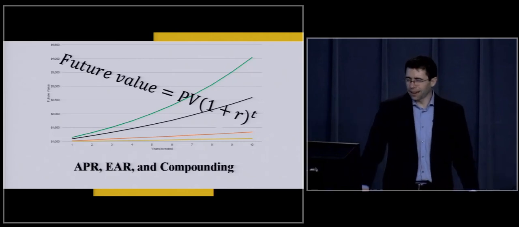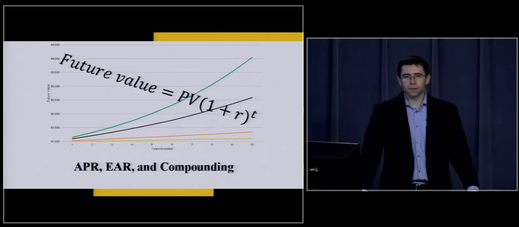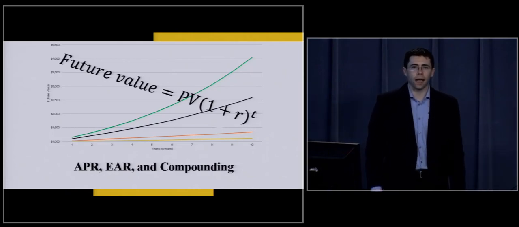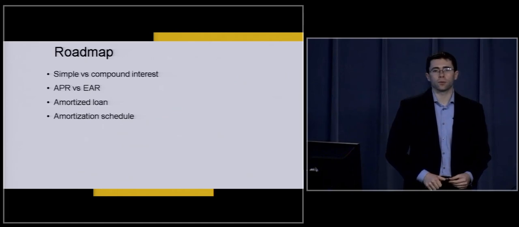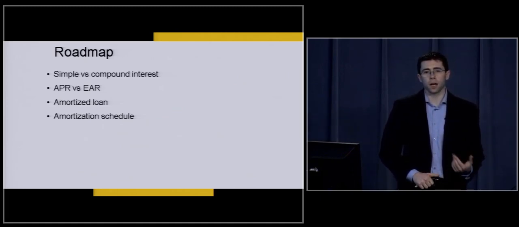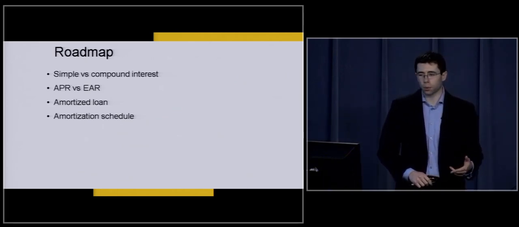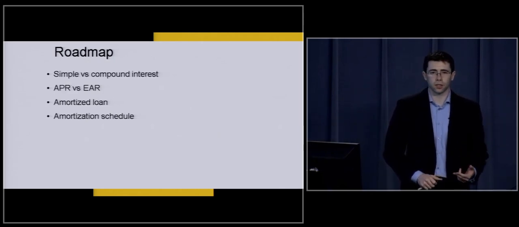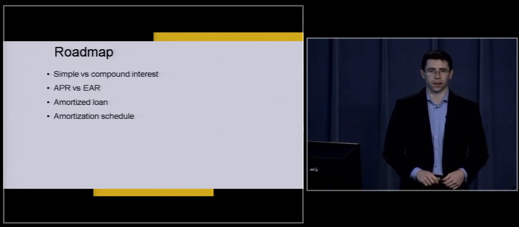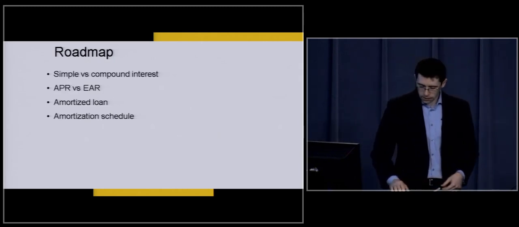All right, so this last section, we're going to cover APR, EAR, and compounding. So what I'm going to do is introduce the concepts of simple and compound interest and talk about why those are important. I'll talk about APR and then the effective annual rate. And then finally, we'll talk about amortization, or amortisation if you're British. So let's go ahead and get started.